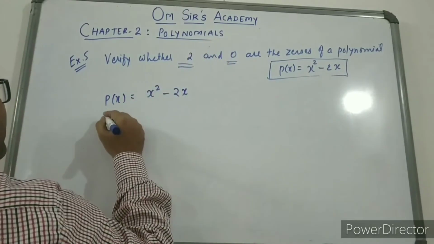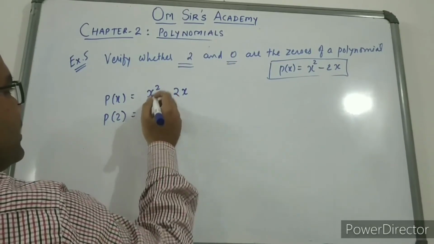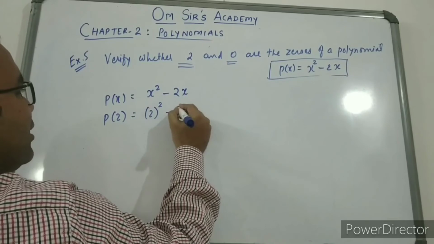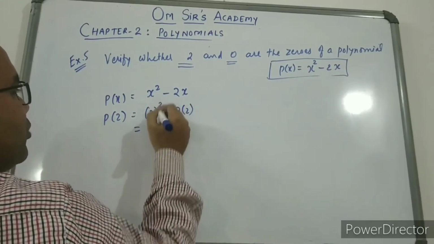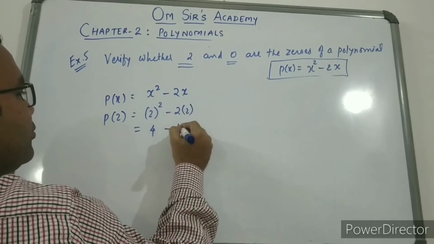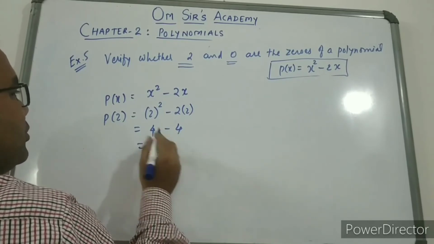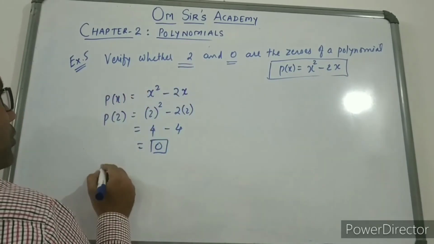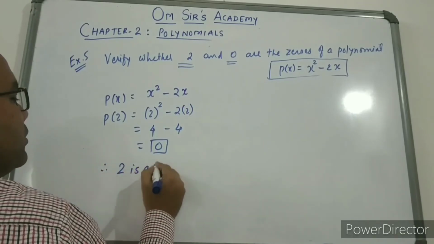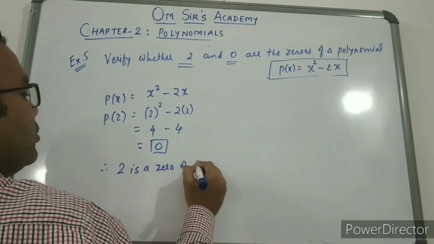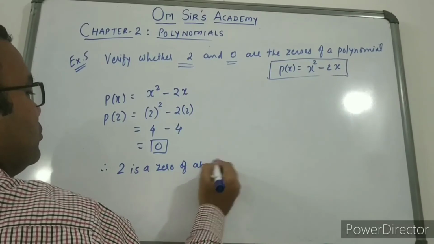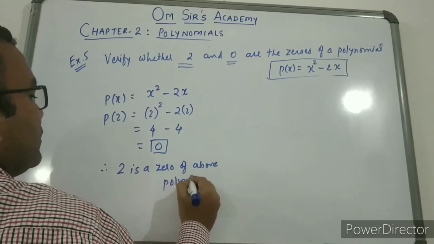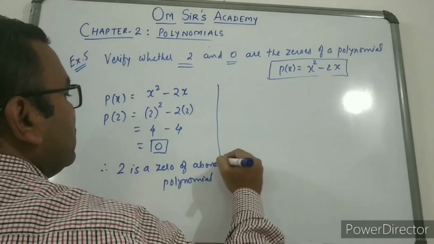So first is p of 2. I substitute 2 instead of x. So it will be 2 square minus 2 into 2. So what is 2 square? 4. Minus 2 into 2 is 4. So the answer is 0. Here by substituting 2 in this polynomial I get answer 0. Therefore 2 is a zero of the above polynomial. Is it clear, friends?